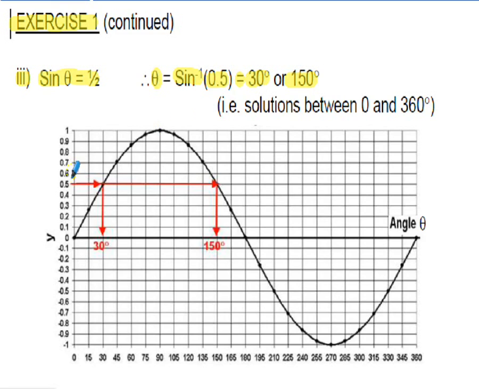And we can see that on the graph. For the sine ratio of 0.5, we draw a horizontal line across to the sine curve. It hits here at 30 degrees, and if we continue that line across, it hits the curve here at 150 degrees. So between 0 and 360 degrees we have two solutions, 30 degrees and 150 degrees.